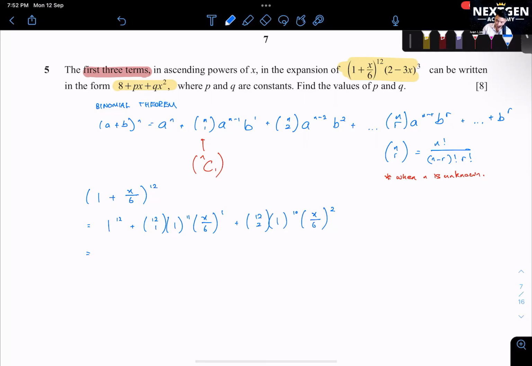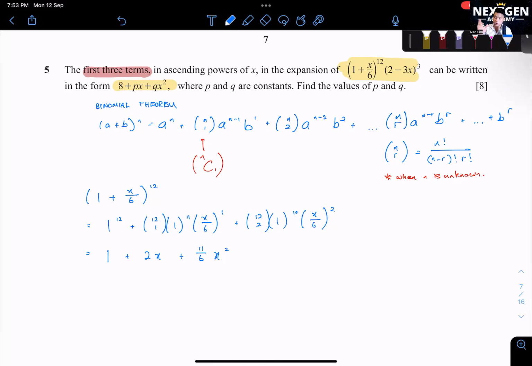Type into your calculator: 1 to the power of 12 will be 1. This one will be 12C1 times 1 divided by 6. So you get 2x, then plus 11 over 6 x squared. Okay, anyone not clear how to do this binomial expansion? Okay, no.